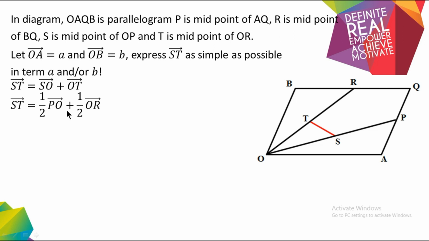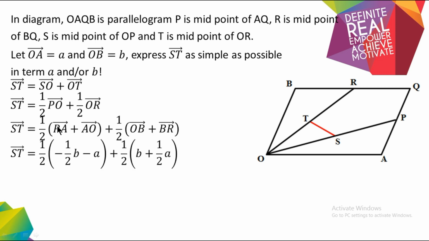Now, you can see vector PO as a resultant vector. Vector PO is the resultant of vector PA plus vector AO. So substitute PO with PA plus AO. And then see vector OR as a resultant vector. Vector OR is the resultant of vector OB plus vector BR. So we substitute OR with OB plus BR.